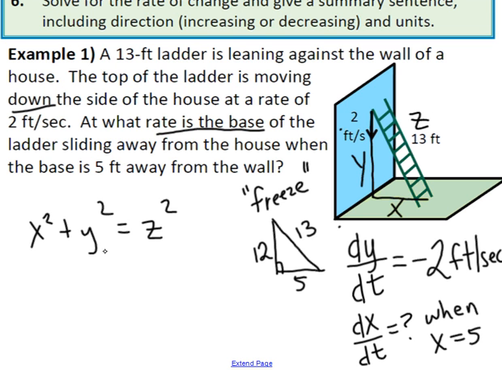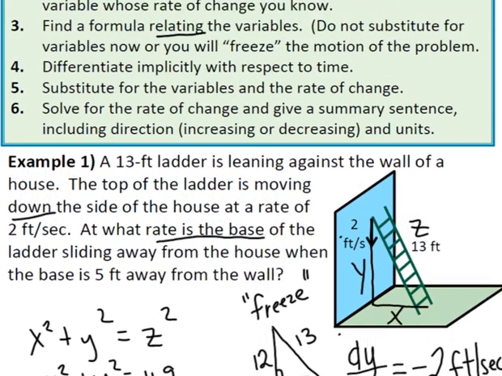Now, if I were to plug in here 5 for x, 12 for y, and 13 for z, it really doesn't get me anywhere. It just gives me a relationship that's equal, and that doesn't help me at all because x is changing and y is changing. We do not want to substitute for the variables here. But 13 is not changing. Since that is a constant, I can put 13 in for z. So we have x squared plus y squared equals 13 squared, which is 169. So we have gone through step 3, now look at step 4.